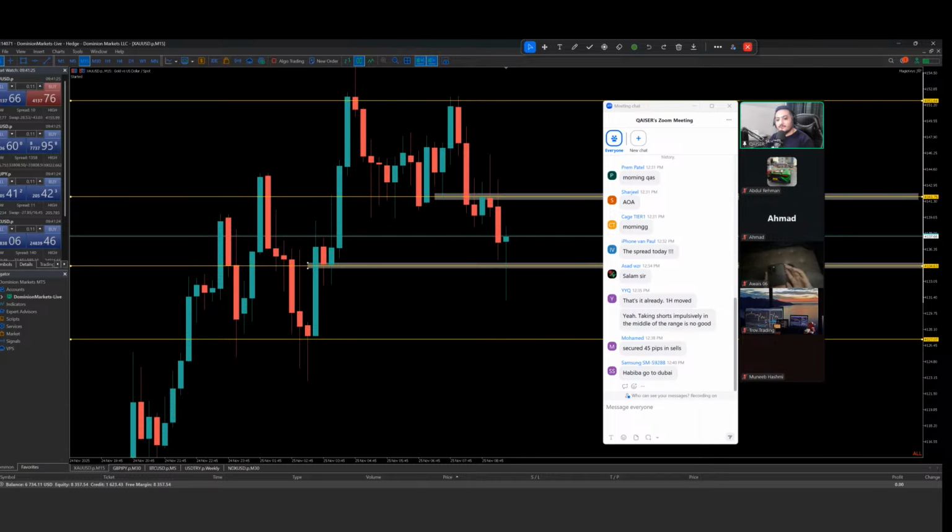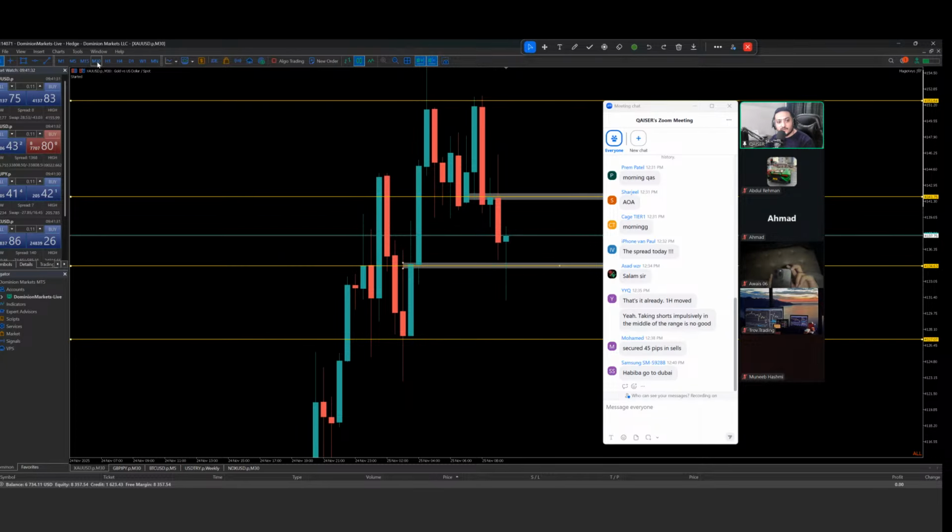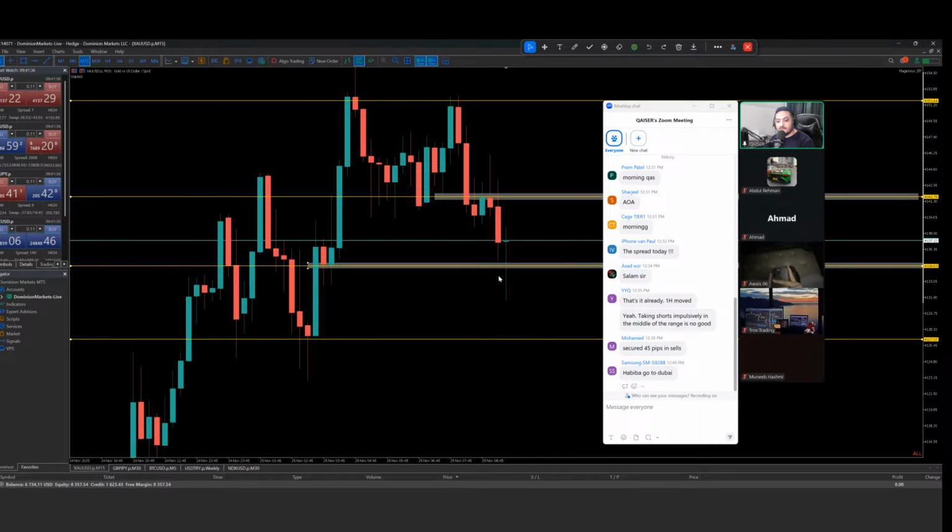Okay, wow, look at this one. It's pushing to the upside now. Man, look at this one. So it might be grabbing the liquidity. So it's very important to see the candle about to close.